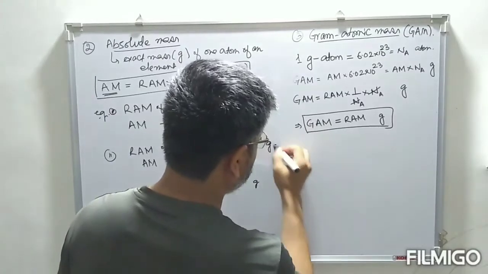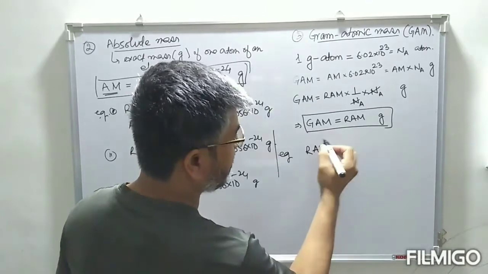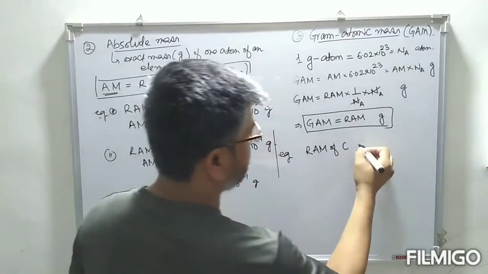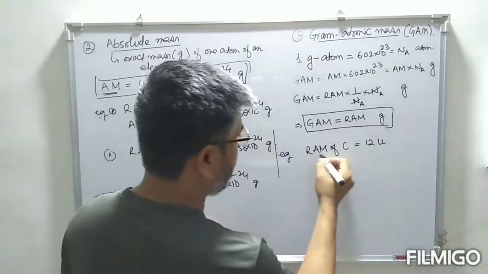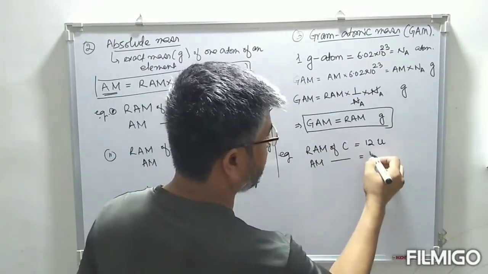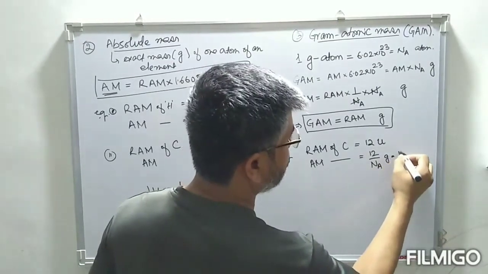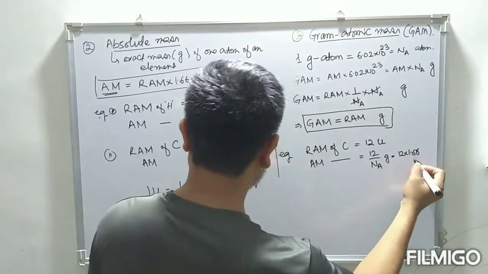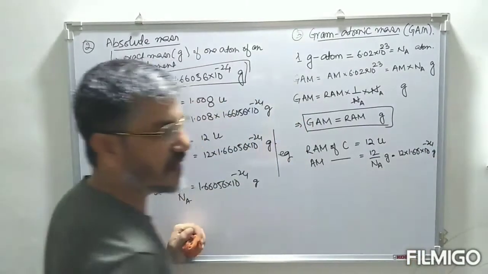So take this example. The relative atomic mass of, suppose, carbon is 12 U. The absolute mass of carbon is 12 by Na gram. This is equal to 12 into 1.66056 into 10 to the power minus 24 gram.